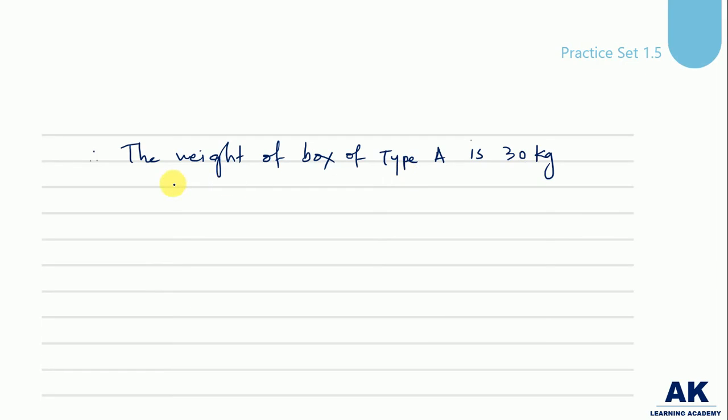So what we will consider, the weight of the box of type A is 30 kg, right? Because x is 30 kg, and the weight of the box of type B is 55 kg, right?